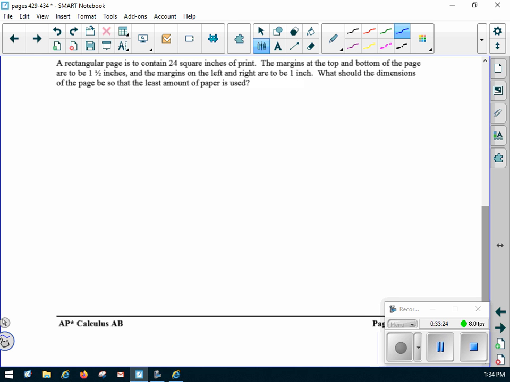Let's look at this. A rectangular page is to contain 24 square inches of print. The margins at the top and bottom of the page are to be 1.5 inches, and the margins on the left and right are to be 1 inch. What should the dimensions of the page be so that the least amount of paper is used? Oh, that makes sense. It does.